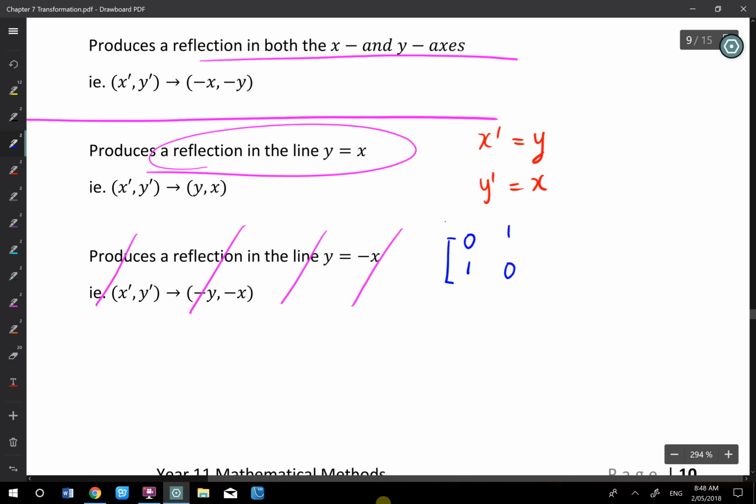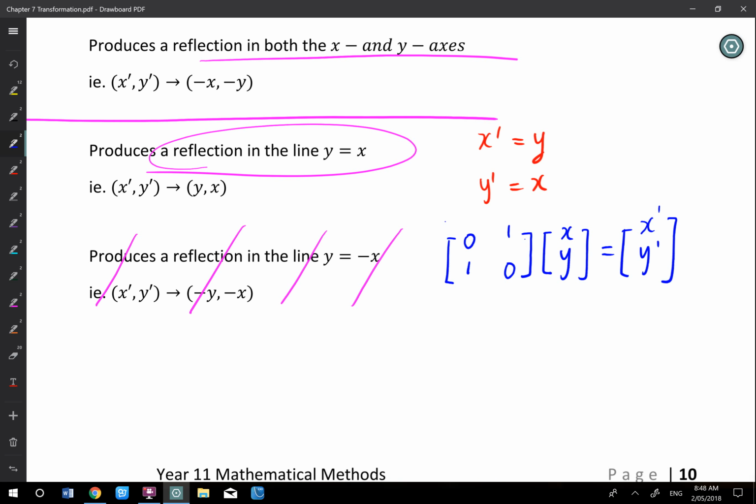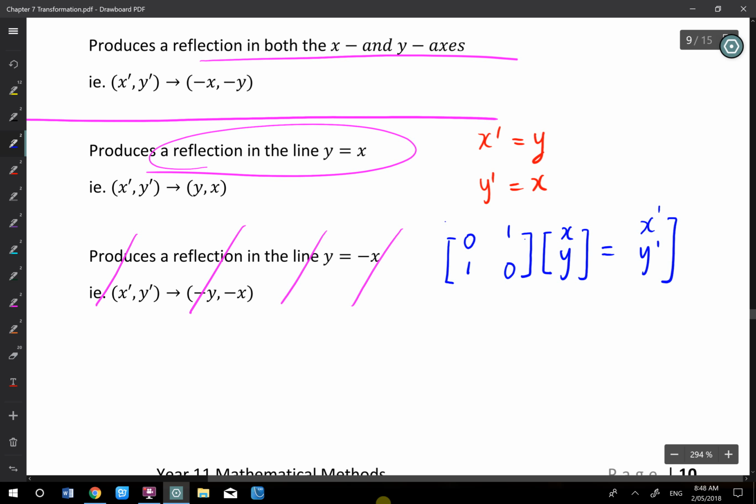Okay, originally this line will be 1, 1, and this line will be 0, 0, but we swap it. Let's multiply this by x, y, and that should give you the new point. The transformation matrix times the original coordinates should give you the new coordinates. So that's the formula. Let's check whether it's true or not. Well, it definitely needs to be true.